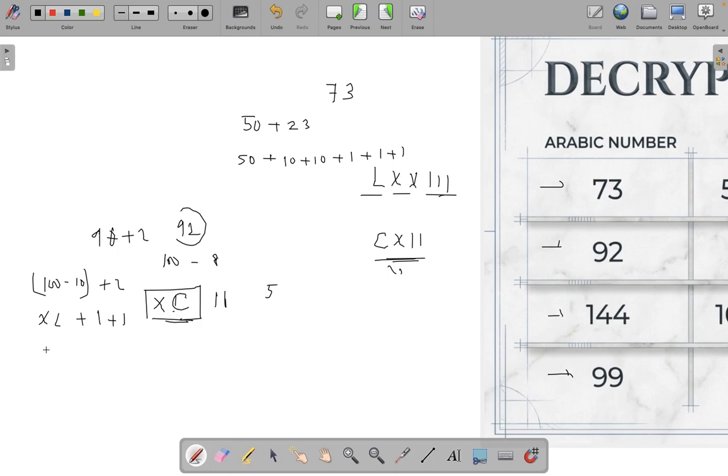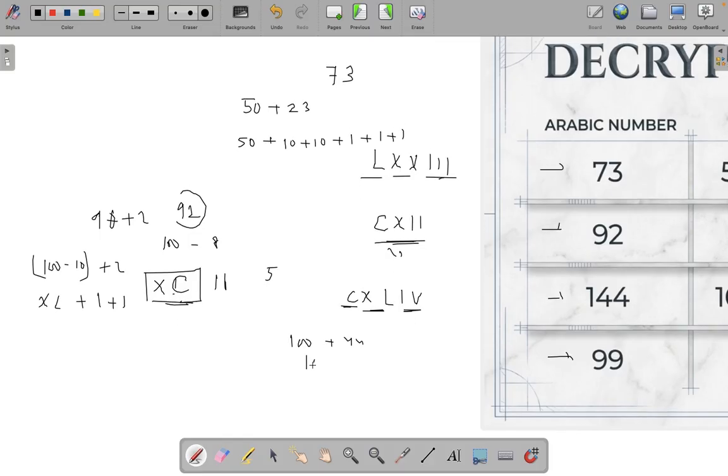Is this clear? Yes, sir. Okay. Any doubts? Yes, sir. Okay, 144 you have written as CXLIV. Right, so again 100, 40 and 4. So you'll write this as 100 plus 44 and then you'll write this as 100 plus 40 plus 4. So 4 you can write as IV, 40 you can write as XL and 100 you can write as C. So that is why it is CXLIV, which is correct.